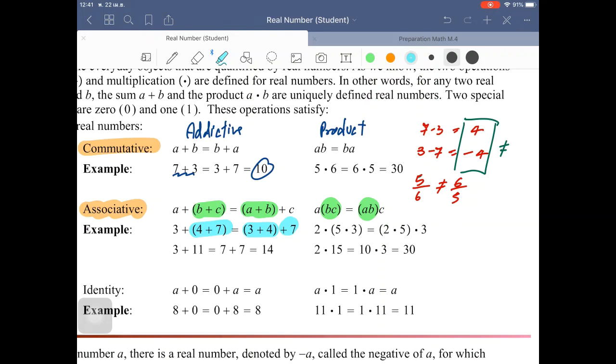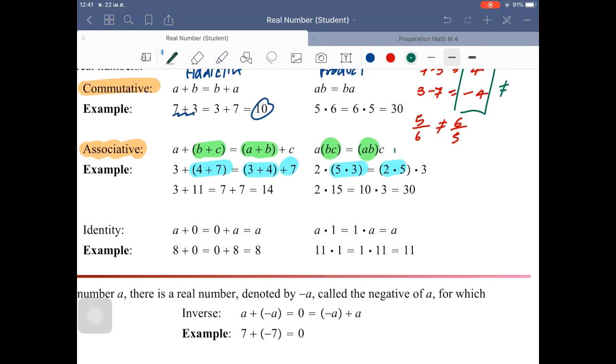And in the case of products, you see 5 times 3 is 15, and then you times 2, you get 30. 2 times 5 is 10 first here, and then you times 3. The answer is also 30. So the answer is not changed. So this is called associative properties. It is about how you group the numbers, okay?